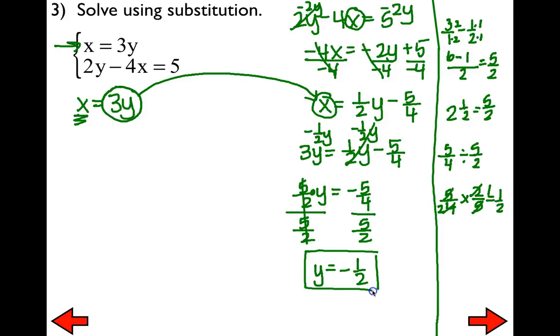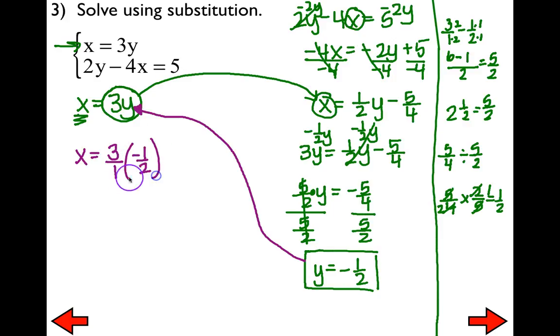But we're not done. We still need to figure out what x is. So you're going to take this value and substitute it in for y. So x equals 3. I like to write it as a fraction since I am multiplying by another fraction. So I just put it over 1. So I'm going to say that x equals a negative 3/2.